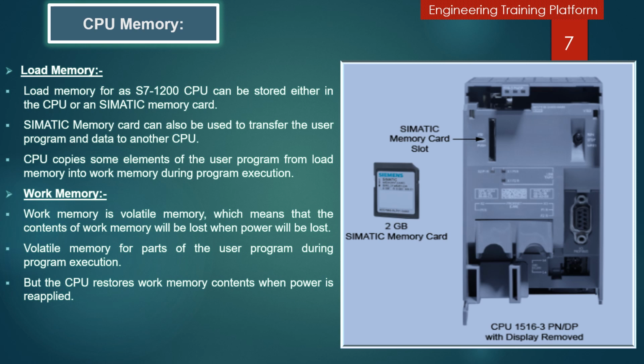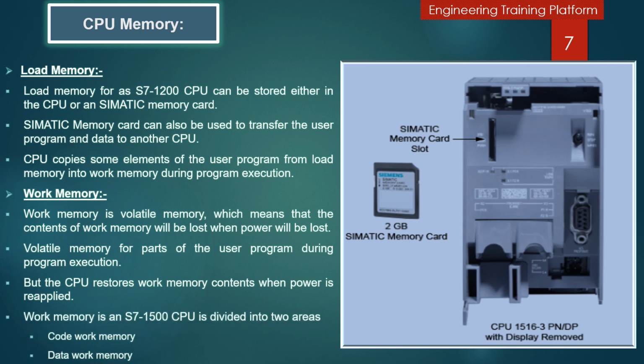Work memory in an S7-1500 CPU is divided into two areas: code work memory and data work memory. Code work memory contains part of the program code, and data work memory contains part of the data blocks and technology objects.